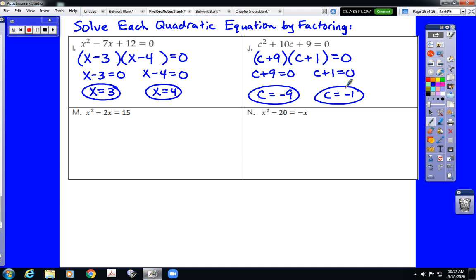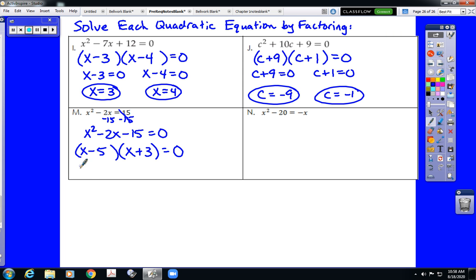Okay, on M, we cannot factor this until it is all on one side. So your first step is going to be to subtract 15 from each side of the equation, which would give us the equation x squared minus 2x minus 15 equals 0. Then we would factor, so we're looking for a pair of numbers that multiplies to negative 15 and adds to negative 2, which would be x minus 5 and x plus 3.